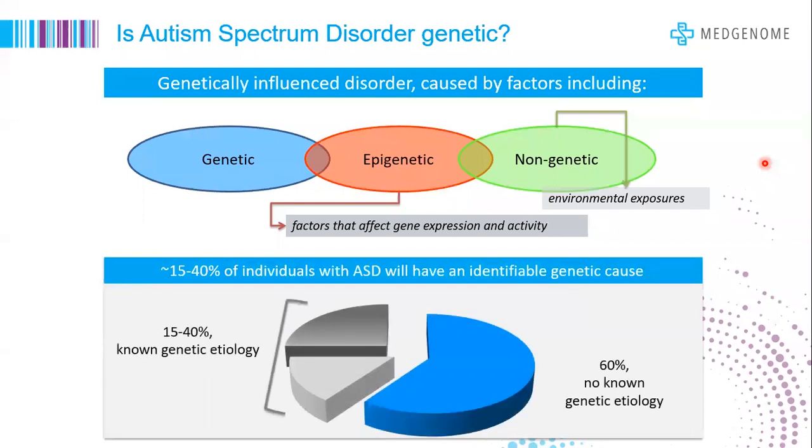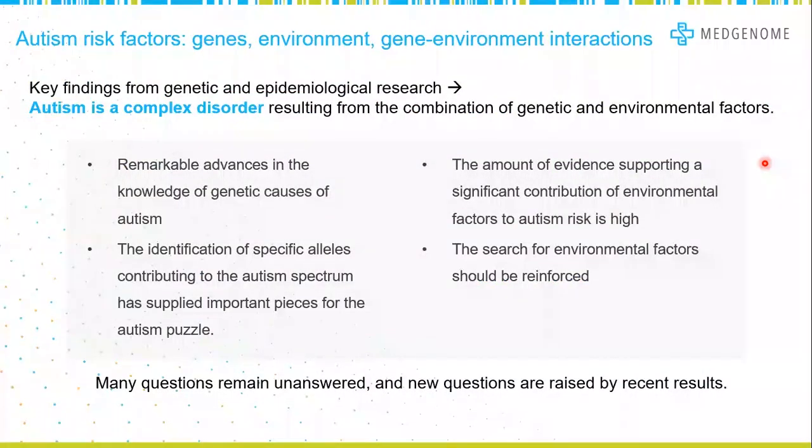But based on the latest literature, almost 60% of these kids may have no genetic etiology, but in as many as 15 to 40% of individuals, if they are tested as per the algorithm, we can know a genetic etiology. So if we consider certain risk factors, along with the genes there are environmental factors also.